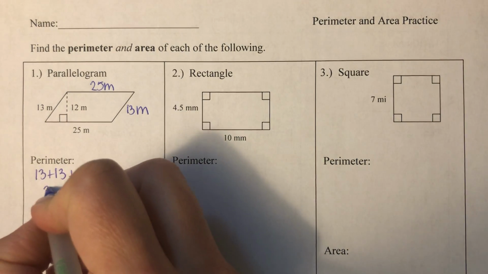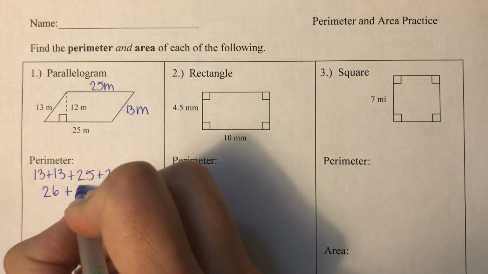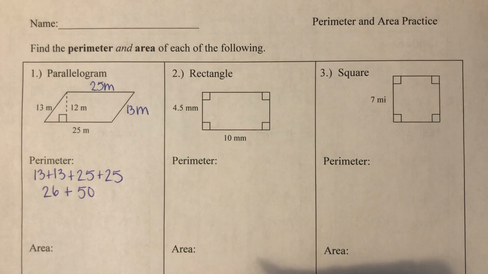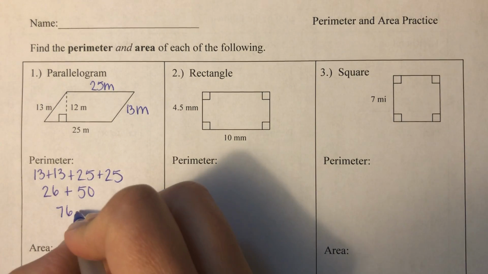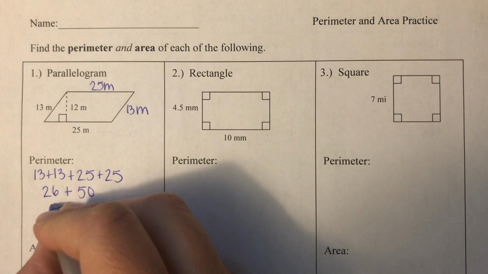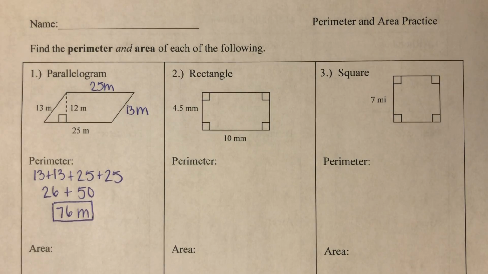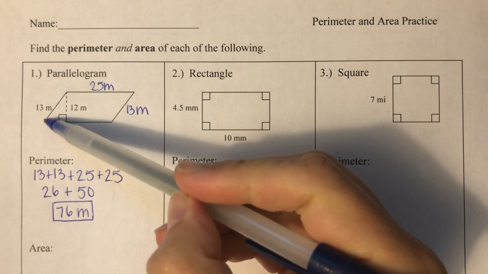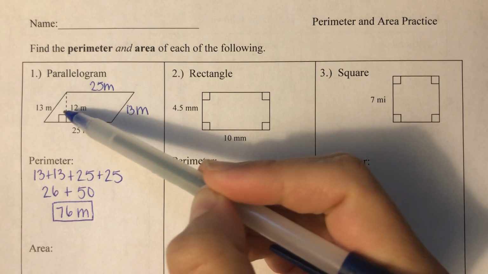13 plus 13 is 26. 25 plus 25 is 50. And 26 plus 50 is 76. And the unit is meters. So again, I'm just walking around the shape, adding all the sides together, nothing on the inside.